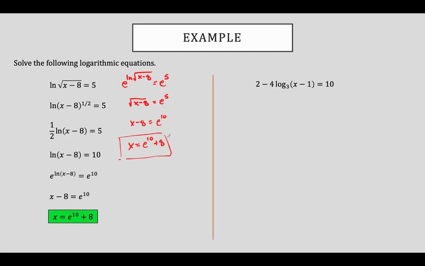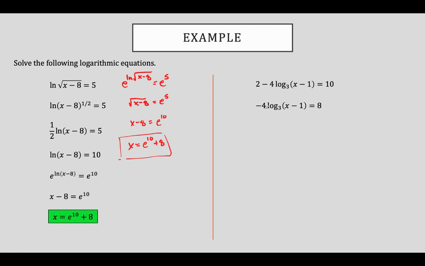All right, let's look at another one here. 2 minus 4 log base 3 of x minus 1 is equal to 10. Again, if we have a single logarithm, we want to try to isolate this log on one side of the equation. Get it on its own. Well, what algebra are we going to have to do to isolate the log? We would begin by subtracting 2 from both sides of the equation. That gives me negative 4 log base 3 of x minus 1 is equal to 8.